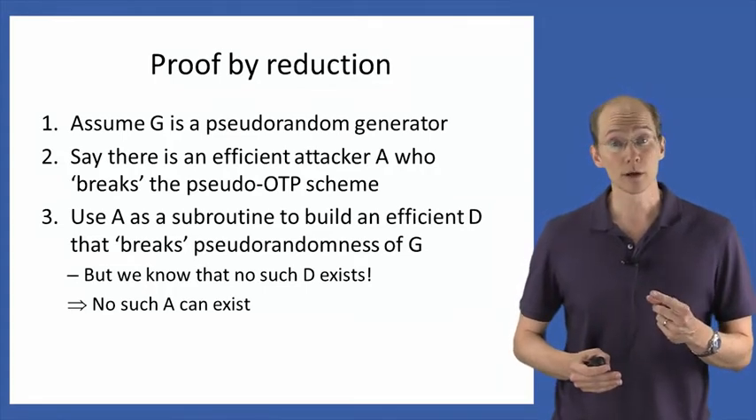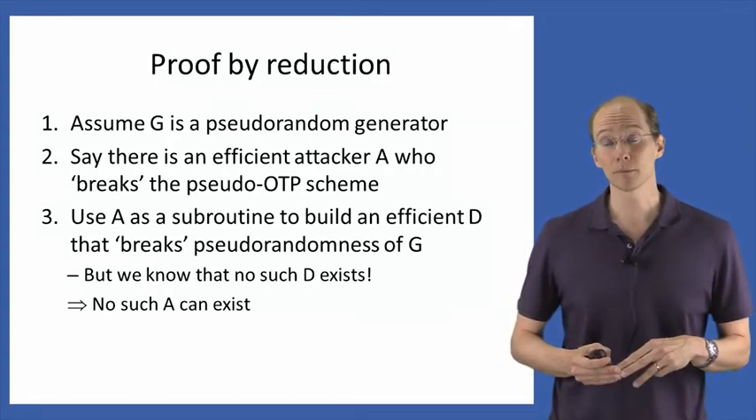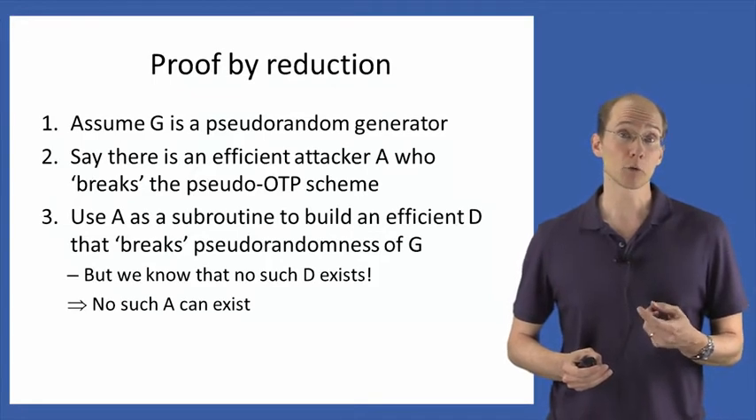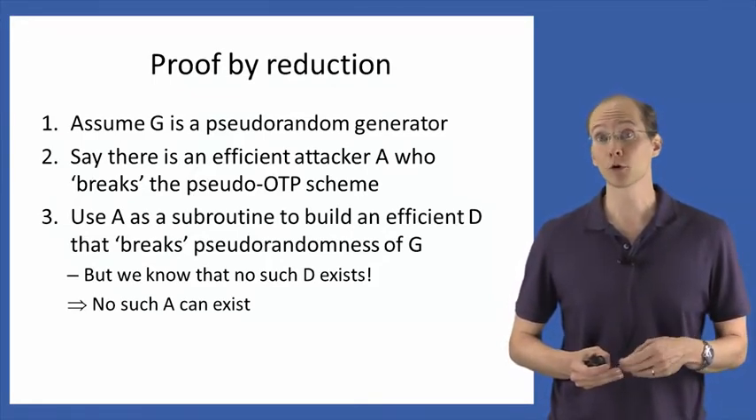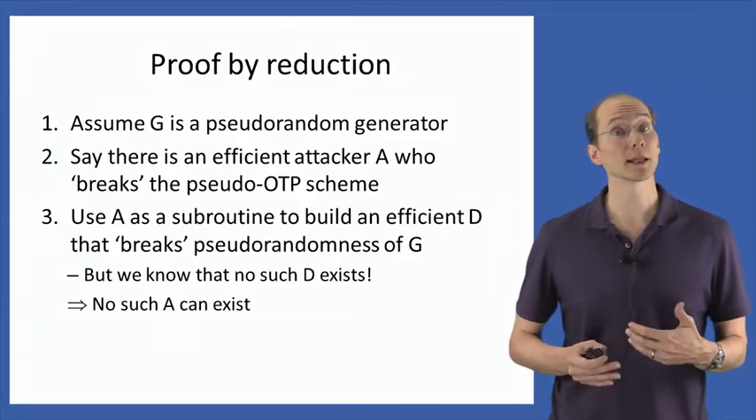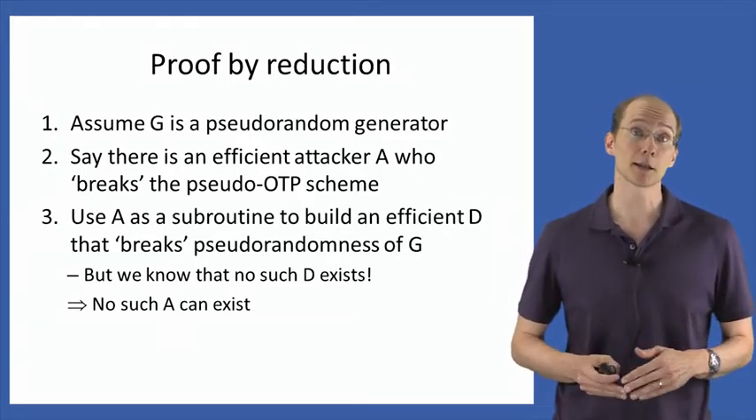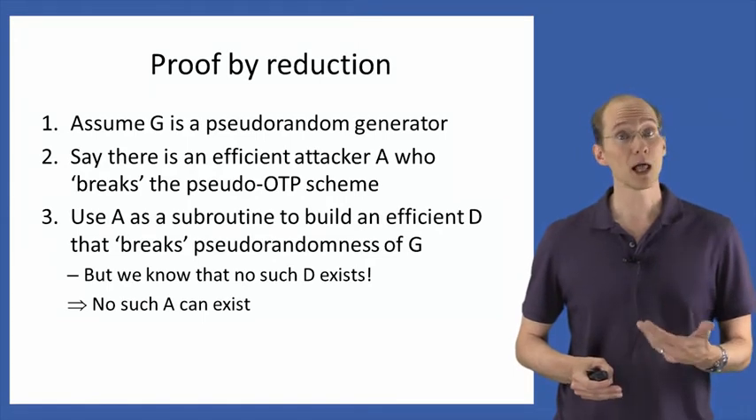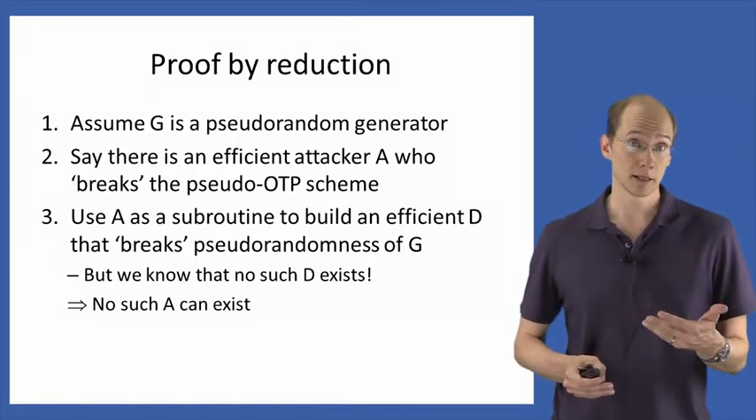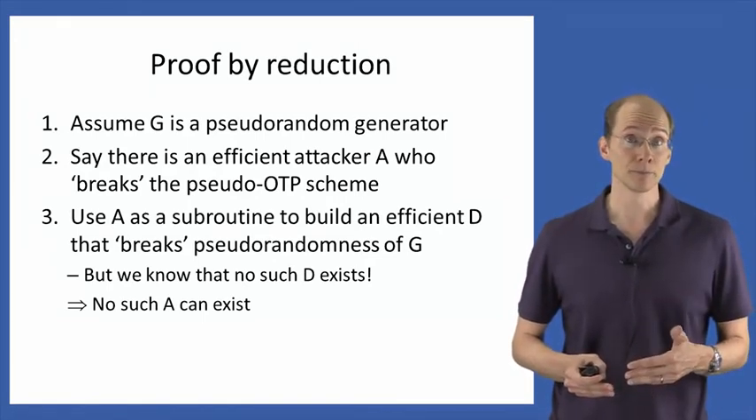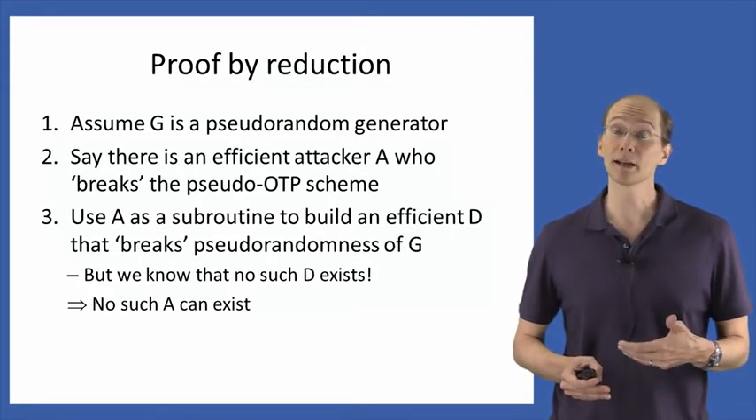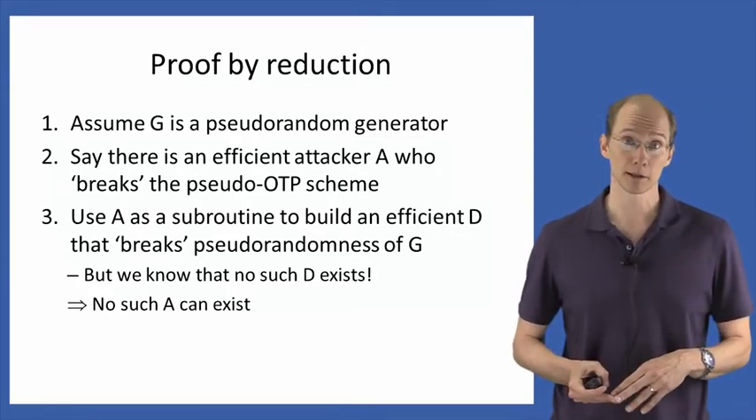But we know, by assumption that G is pseudorandom, that no such distinguisher D can exist. There cannot be an efficient D that breaks the pseudorandomness of G. This is again by our assumption that G is a pseudorandom generator. And this implies that our initial assumption about A must have been false, and there could not exist such an A in the first place.